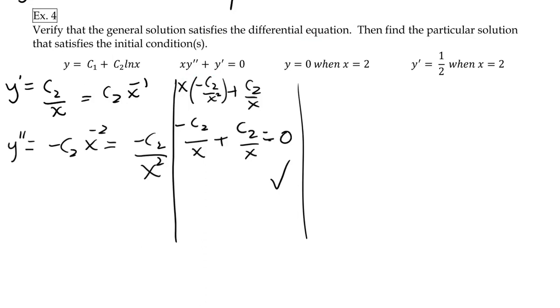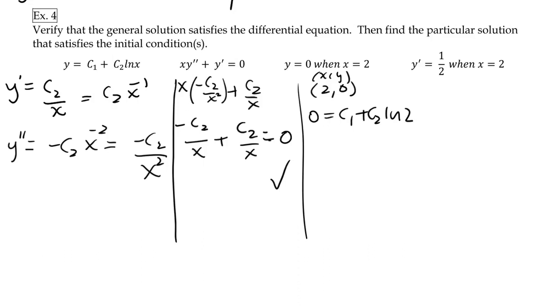Now look at this next part. It says, then find the particular solution that satisfies the initial condition. So this is using (2, 0). y equals 0 when x equals 2. They're talking about y, so this is like the ordered pair x, y. So find the equation that has an x, y in it, which is right here. Go ahead and replace this x with 2 and this y with 0. So you get 0 equals c1 plus c2 ln 2.